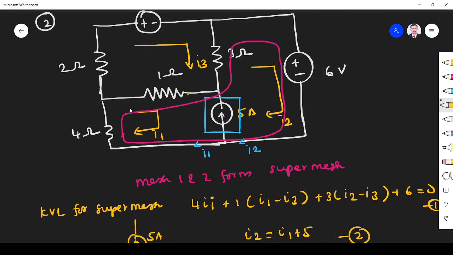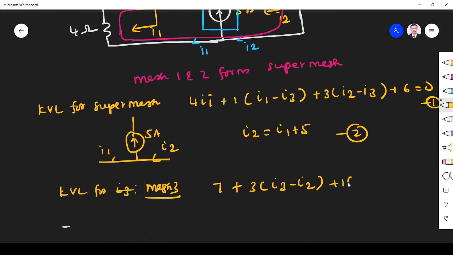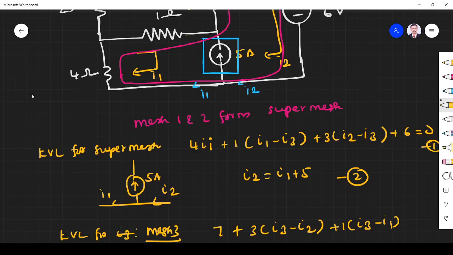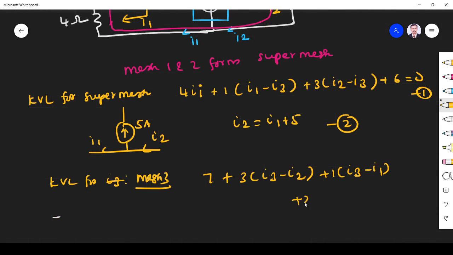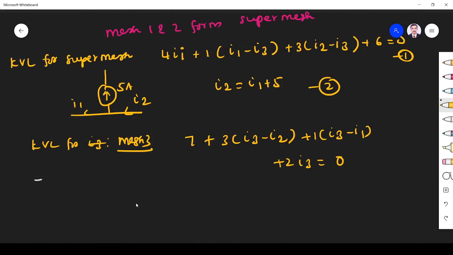Next, this branch here, the current is I3 because we are bothering about mesh 3. So current is I3 here, I1 is coming opposite. So plus 1 into I3 minus I1. Okay, next this is the 2 ohm, so 2I3, the current flowing through that mesh is 2I3. That is equal to 0. This indicates this is minus I1. I2, how many I2? Only 3 I2 is there. So minus 3I2 plus 2 plus 3 plus 6I3 plus 7 is equal to 0.